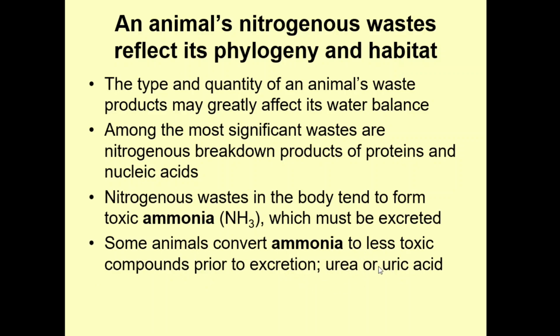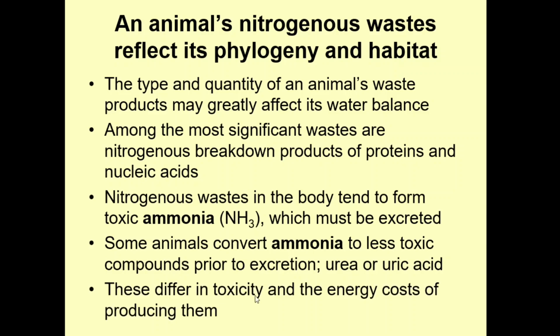So the other two of our nitrogenous compounds are urea or uric acid. Okay, so these are our three main nitrogenous wastes that we deal with in animals: ammonia, urea, and uric acid. So what we're going to do is go through and look at different types of animals and look at who excretes what, essentially. All three of those differ in toxicity and the energy costs of producing them.